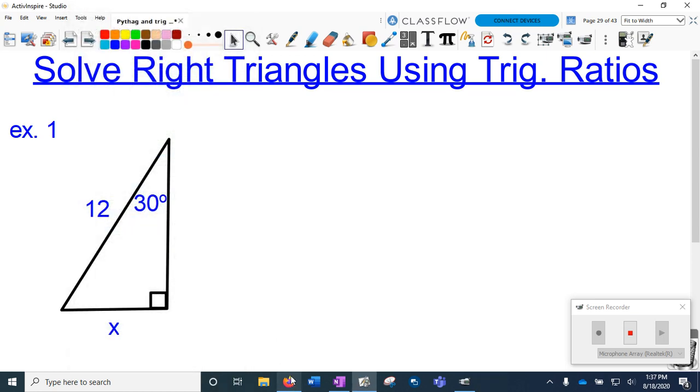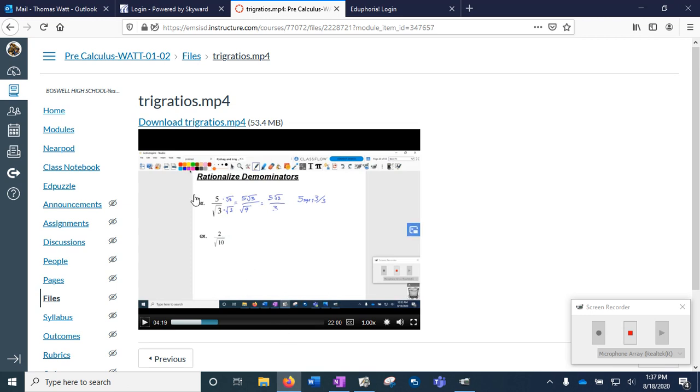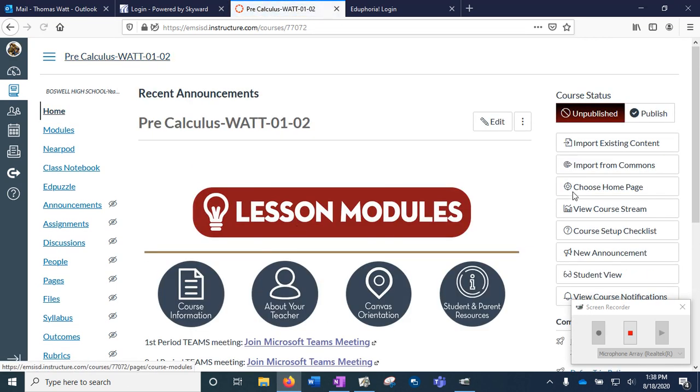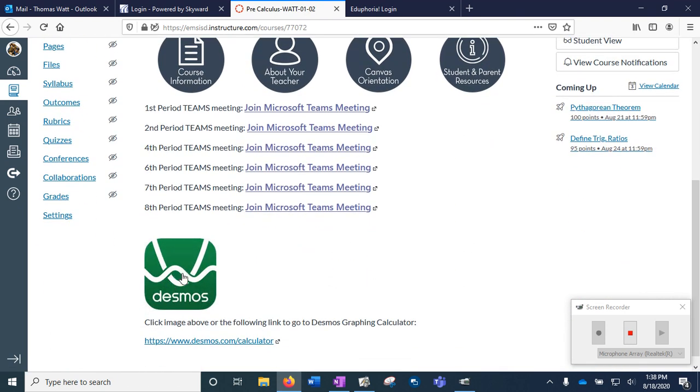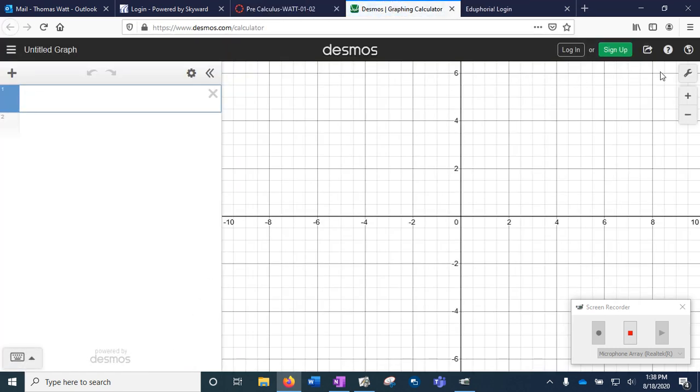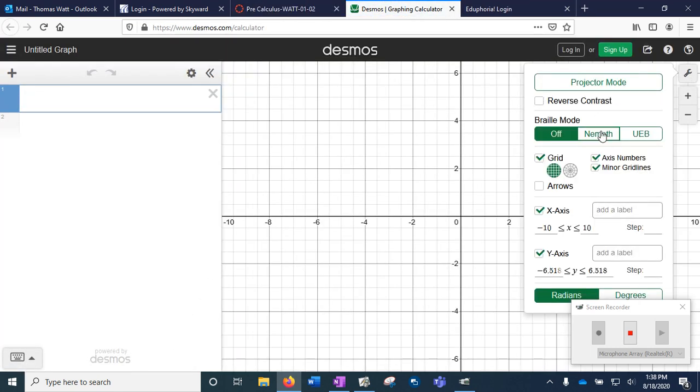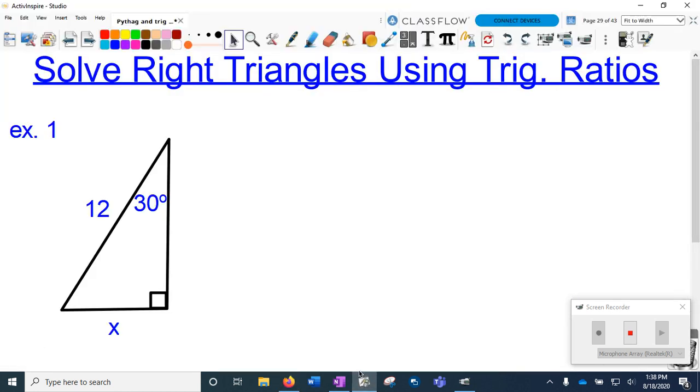There is a link to Desmos on the home screen of the Canvas page. There is a link to Desmos here or here, whichever one you choose. You're going to come to this little wrench and make sure that it's in degrees. So that's just some preliminary things that we have to be able to handle. Hashtag degree mode.